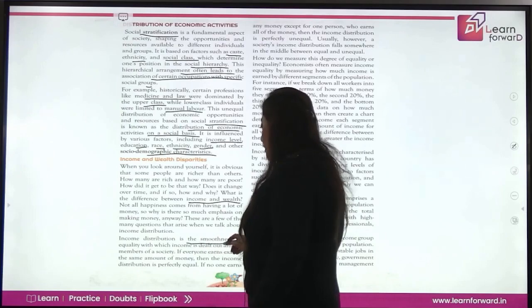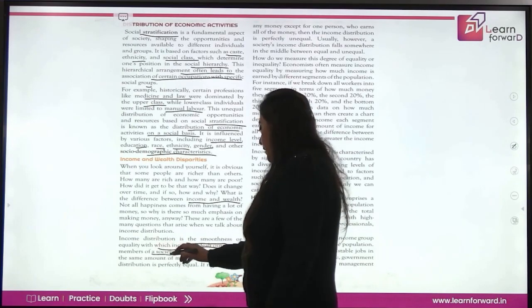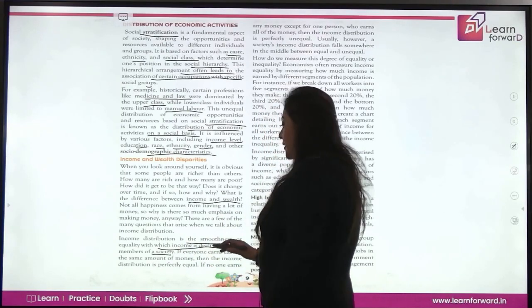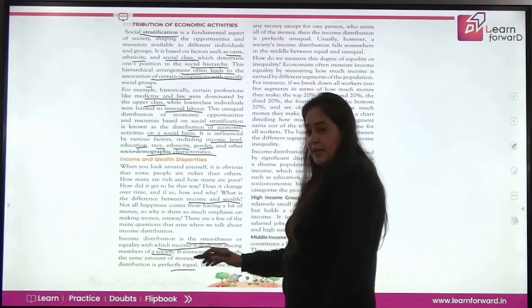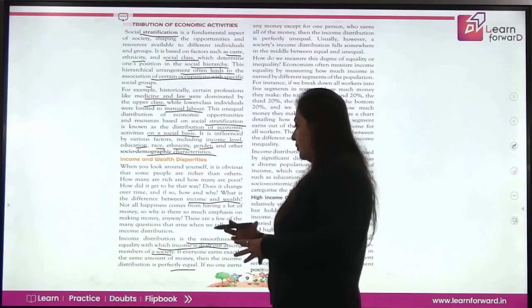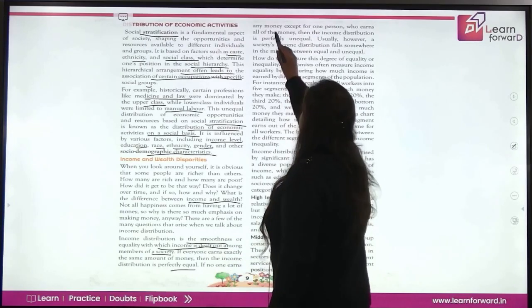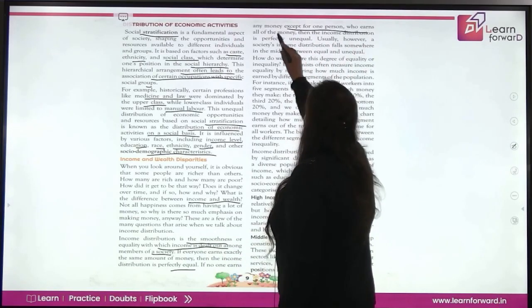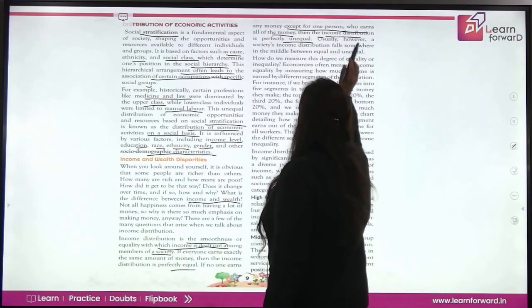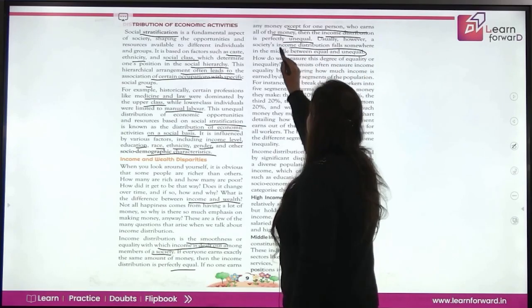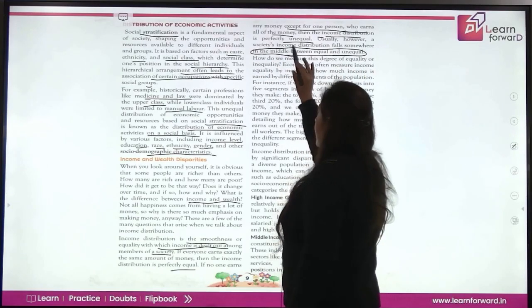It is the smoothness and equality with which income is dealt out among members of a society. If everyone earns exactly the same amount of money, then the income distribution is perfectly equal. अगर सब लोग एक ही टाइप ऑफ इनकम लेके आ रहे हैं घर पर, देन इट इज इक्वल. But if no one earns any money except for one person who earns all the money, then the income distribution is skewed, it is unequal. Usually, however, society's income distribution falls somewhere in the middle between equal and unequal. तो ये एक चार्ट है, एक ग्राफ है जो चलता है.